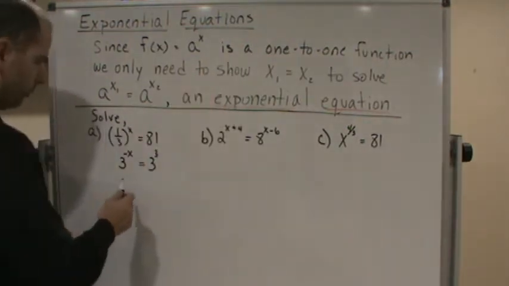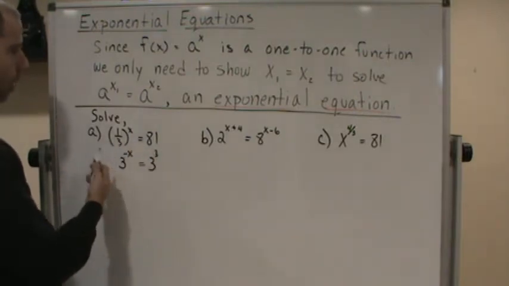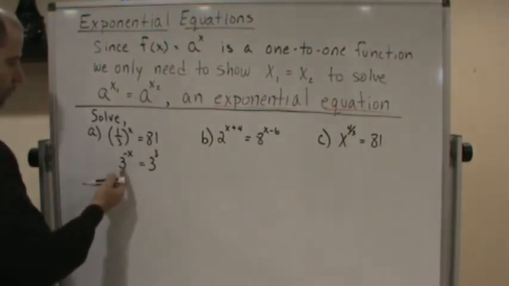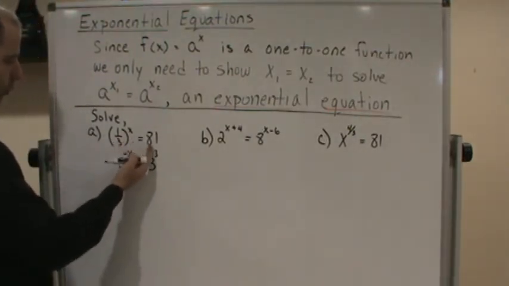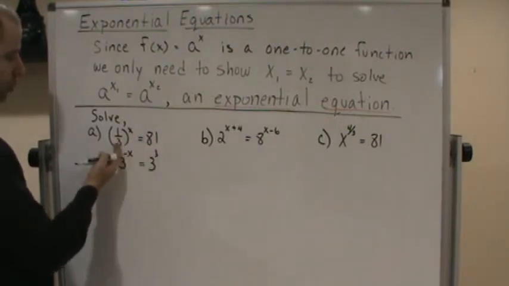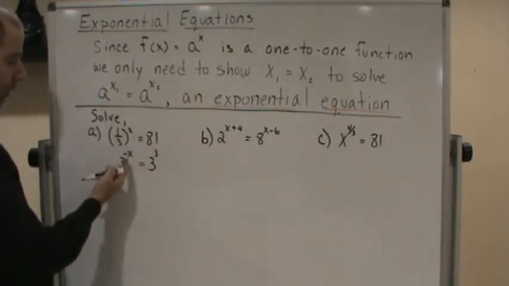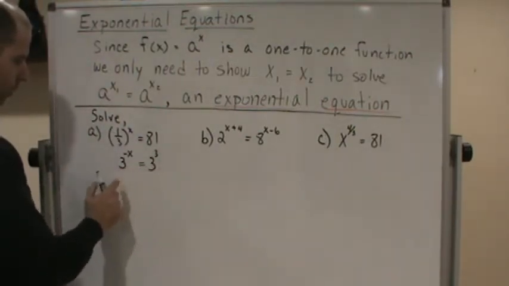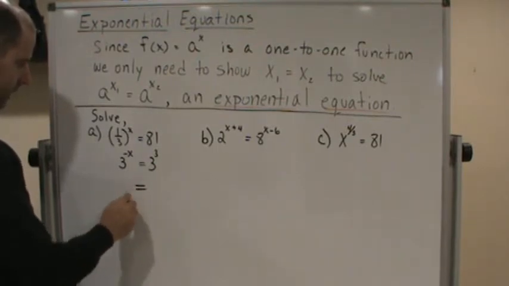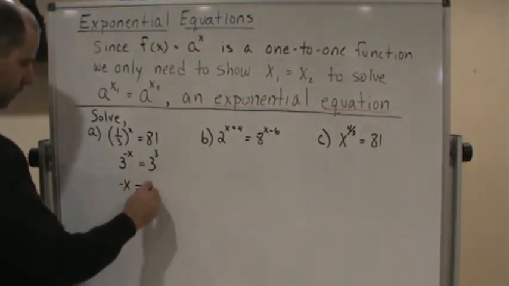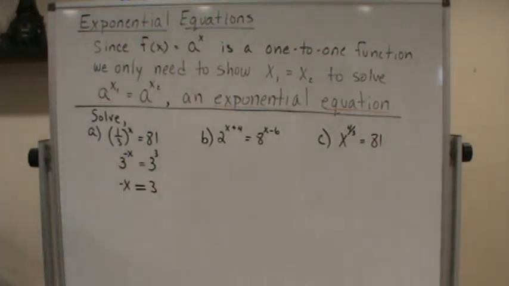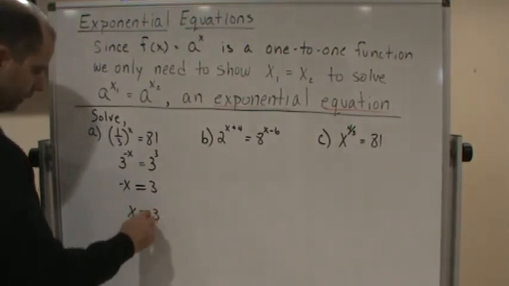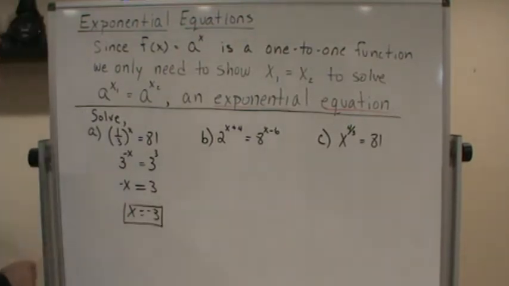So, in order to show that these two expressions are equal, all we have to do is show that the two exponents are equal. We're starting with the assumption that these two are equal, and I want to find all of the x values that make this true. So if these are equal, then the exponents must be equal, which means negative x must equal 3, or x equals negative 3.